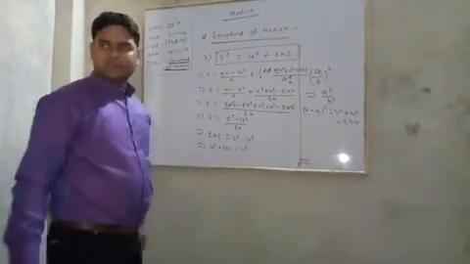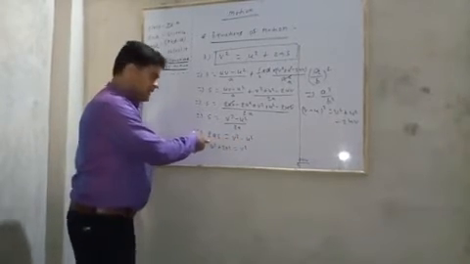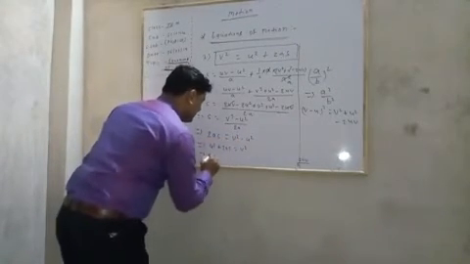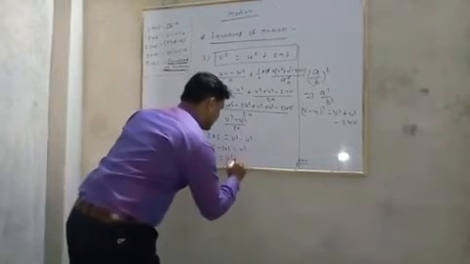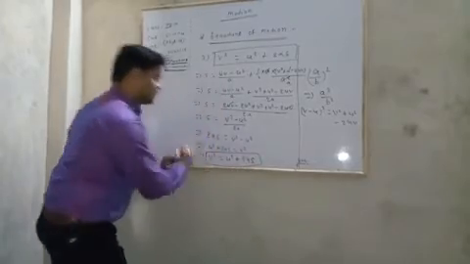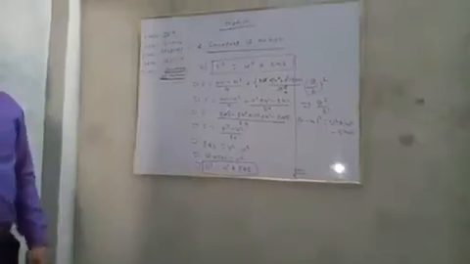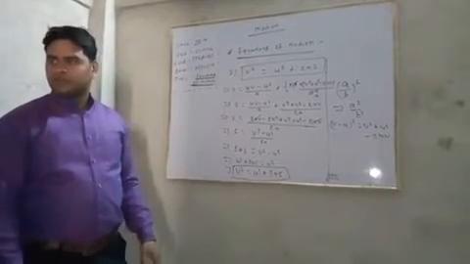We take U square to the LHS. Then it is here in minus, so it will come in plus. Then we can finally write V square is equal to U square plus 2AS. And it is the third equation of motion. The third equation of motion has been proved.